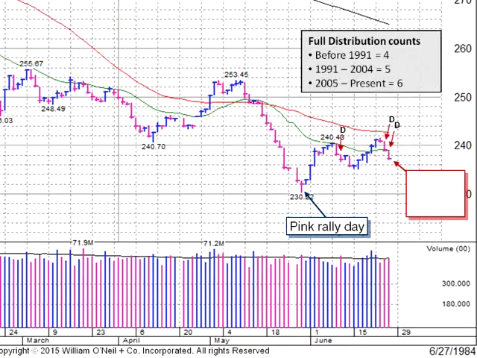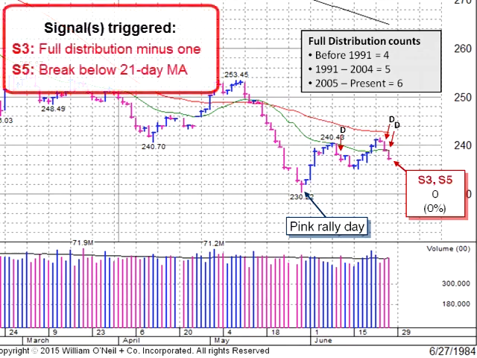All right, so you can kind of tell that something's going on here because we've got some distribution piling up. Now keep in mind, back then, we only needed 4 days of distribution to be full. So it's a little odd to think of 4 days as 6 days in present day, but during this time frame, you've got 3 days of distribution. So what do you think that is? So it's the S3, and then we also broke below our 21 day, so it's an S5 that puts us back to 0 at this point.